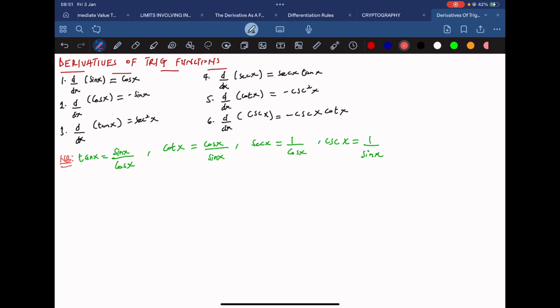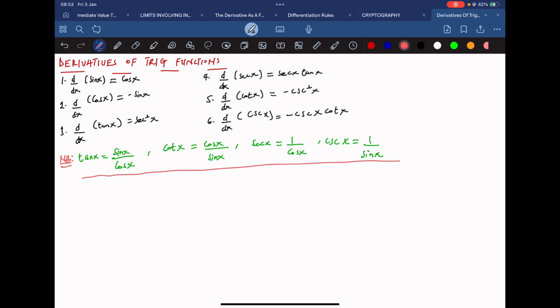Now, these are some things that you have to know. The derivative of sine x will always give you cosine of x. If you differentiate cosine of x, you get negative sine of x. If you differentiate tan of x, you get secant squared, and also these properties. Now we also have to know these basic properties.